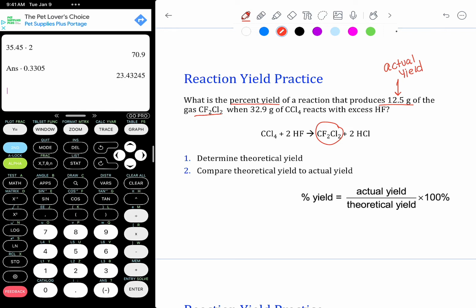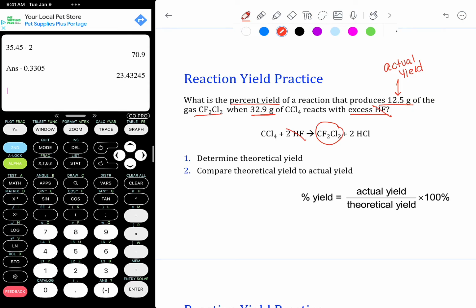So we want to know what the percent yield is if I start off this reaction with 32.9 grams of carbon tetrachloride, CCl4. Now I tell you that this is excess HF, so the excess doesn't matter because we know our limiting reactant is what's controlling the amount of product we can make. So the HF doesn't matter. We don't care about it. It's there, there's enough of it to react fully. The only thing that's going to affect the amount of product is going to be the carbon tetrachloride, CCl4.